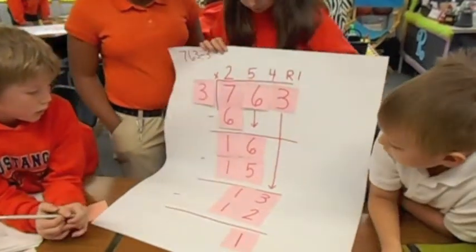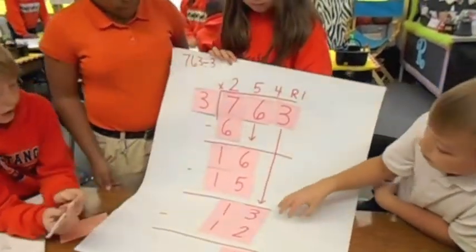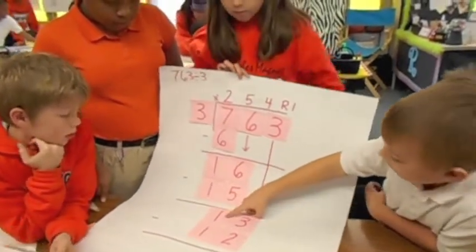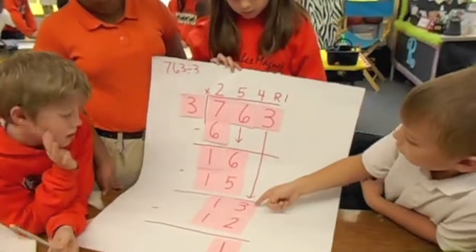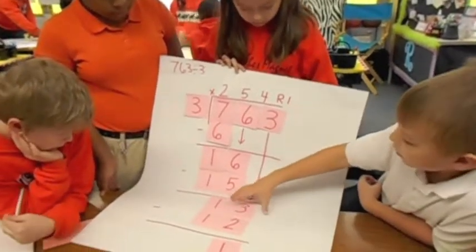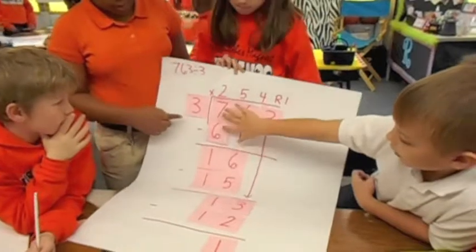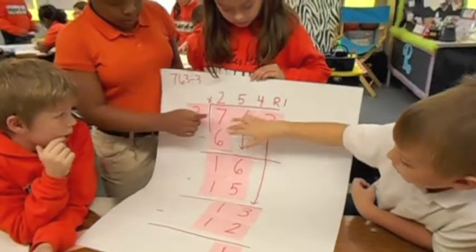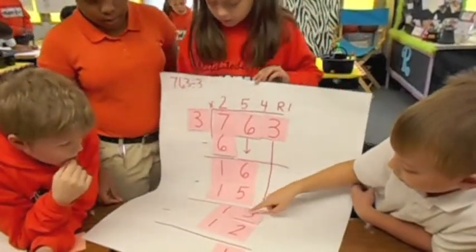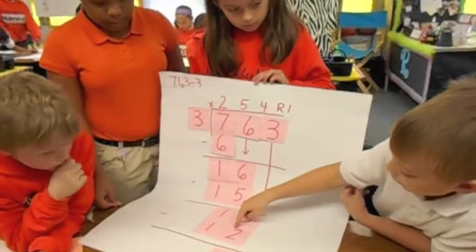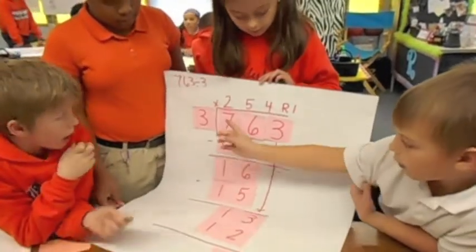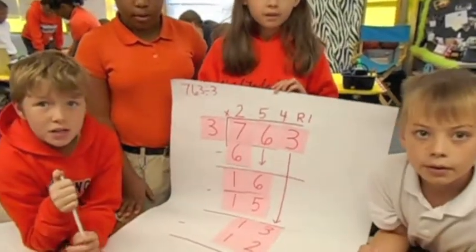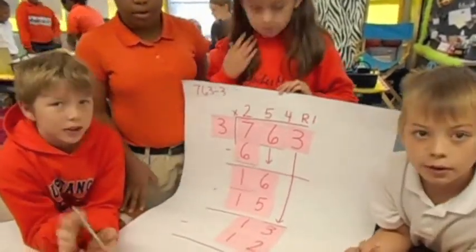Y'all did some great work. After all that we got 10 left, and so we had to bring down our 3 ones, and then we divided 13 by 3, which gave us 4, and then we multiplied it to get 12. Then we subtracted 12 from 13 to get 1. So our total is 254, remainder 1. Is that our total? What is that called? Our quotient. Very good.